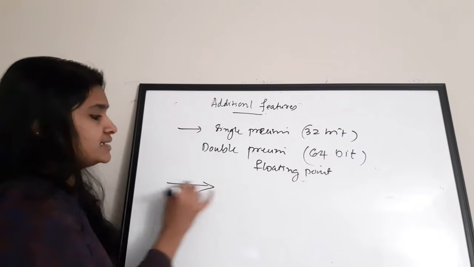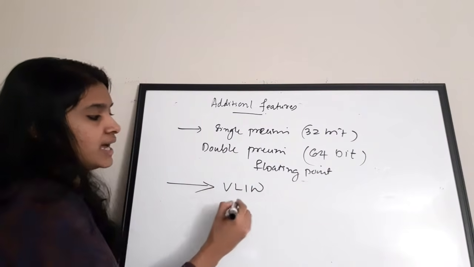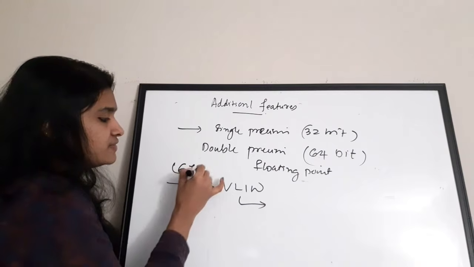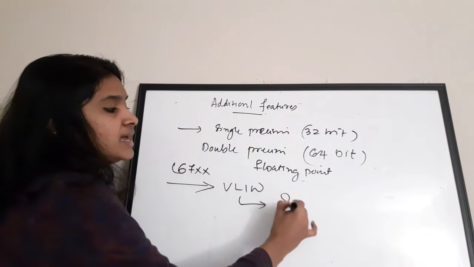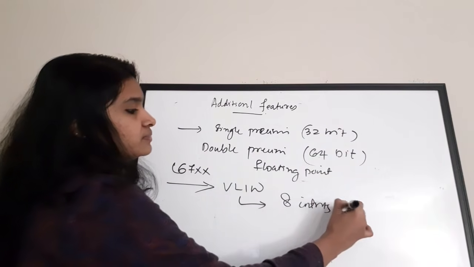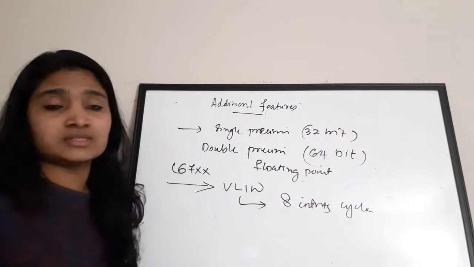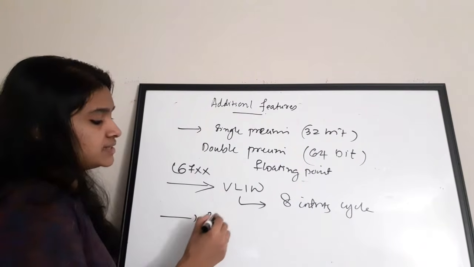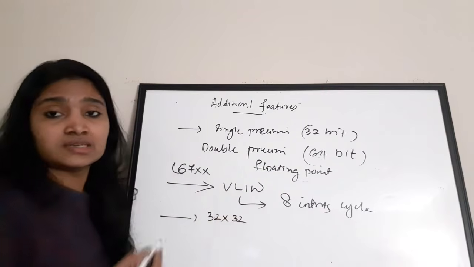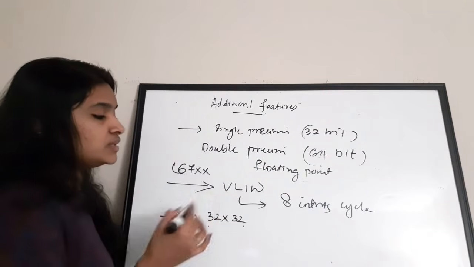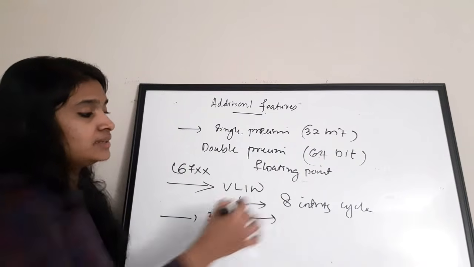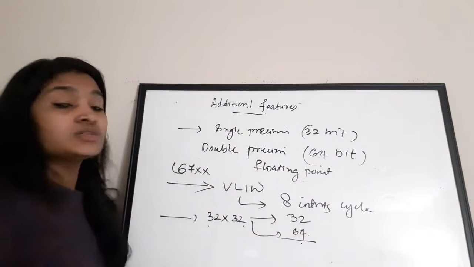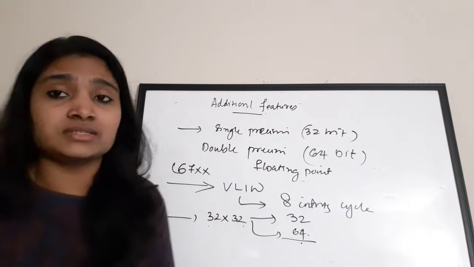Also, as I said, it follows a VLIW architecture, and for this C67XX processor it processes 8 instructions per cycle. While a 32 by 32 multiplication is performed, we know that all the registers are 32-bit in size, so the result can be either 32-bit or 64-bit.